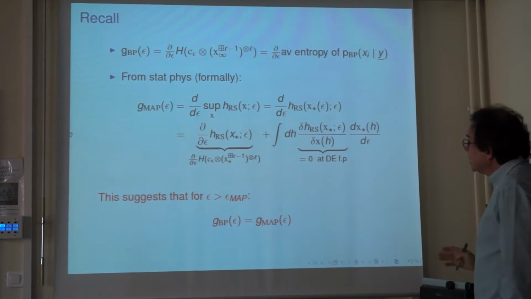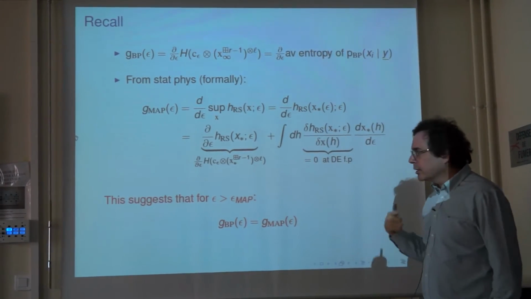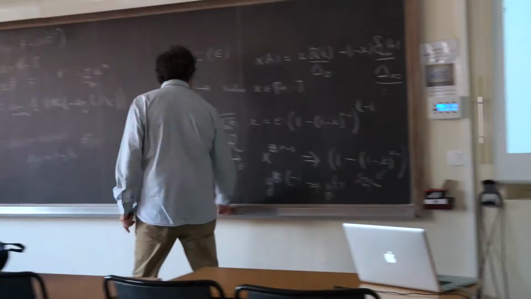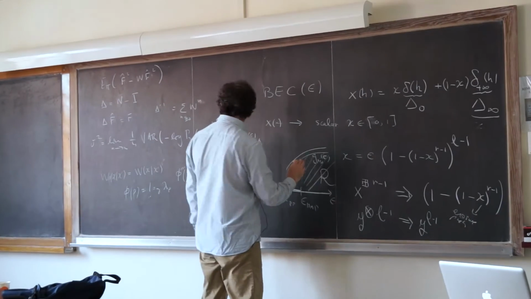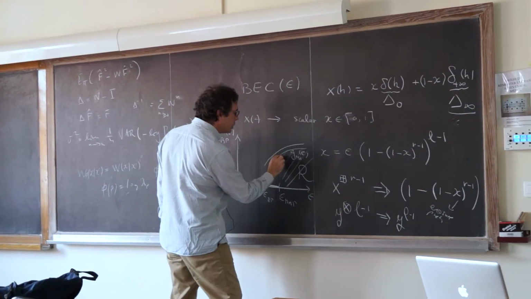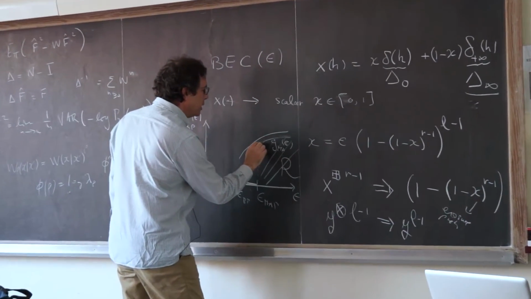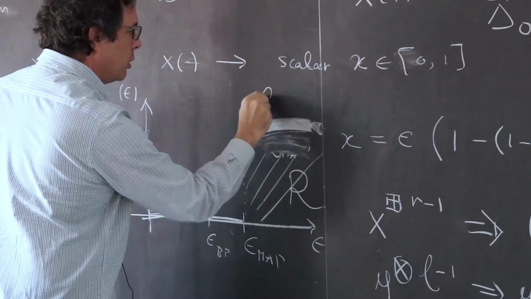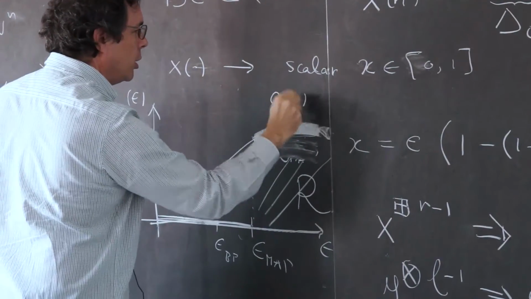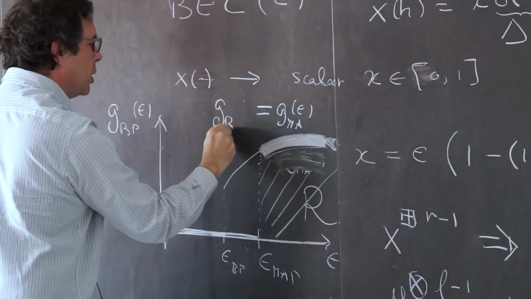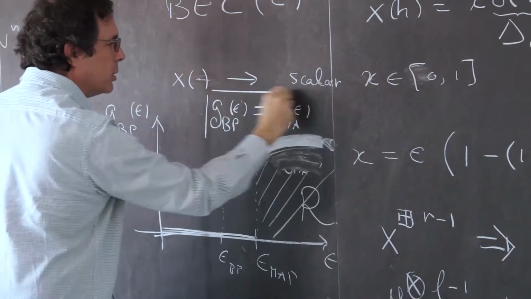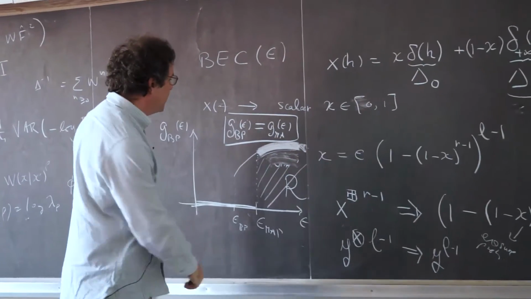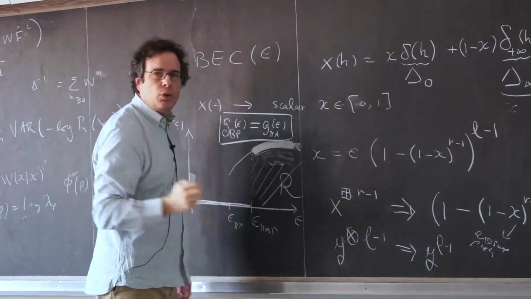Okay? And now if you mess around here, you can convince yourself that most probably these two curves here basically are equal above the MAP threshold. So in this region, the G MAP of epsilon equals the G BP of epsilon. Okay, you take the definitions, you take the prediction of statistical physics, and in this region, the two curves should be equal.